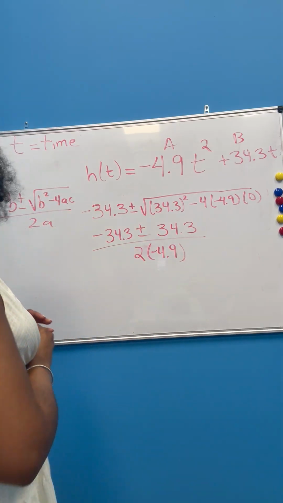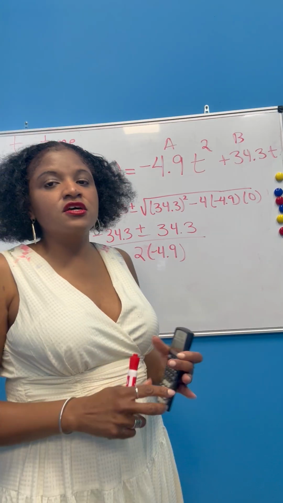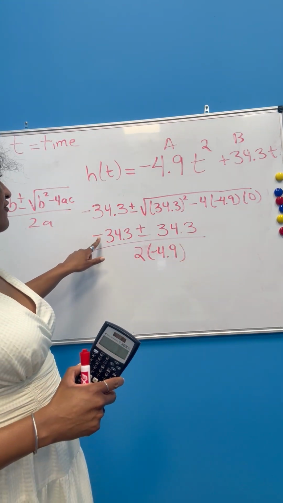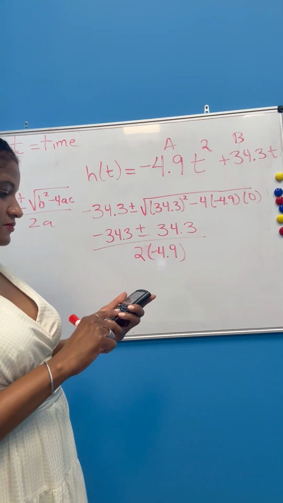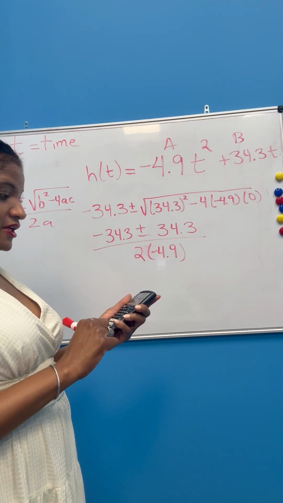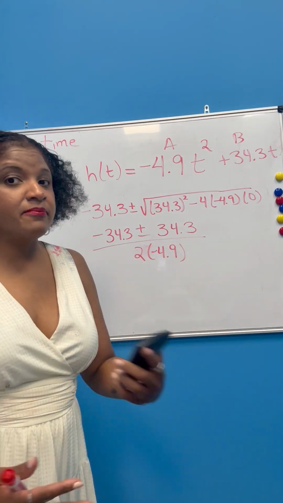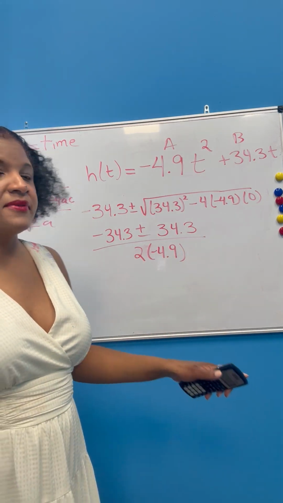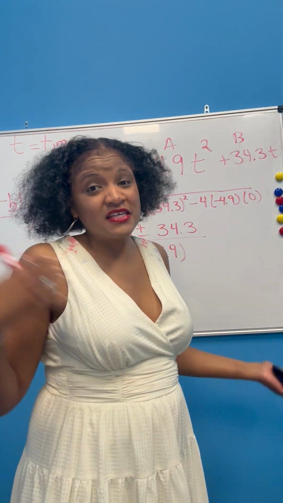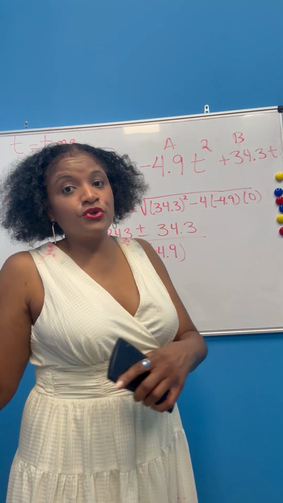Now with quadratic equations, you have 2 possible answers. The first one, we have negative 34.3 plus 34.3, and that's 0. So it doesn't matter what it's divided by. That's at 0, and actually, that's our starting point. It did tell us that at time t equals 0. So we know that's our starting point.